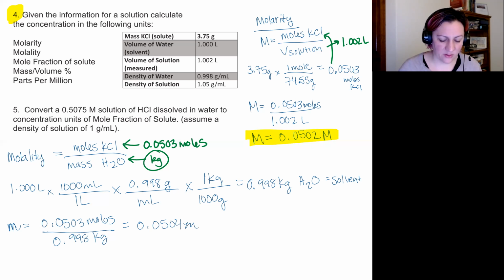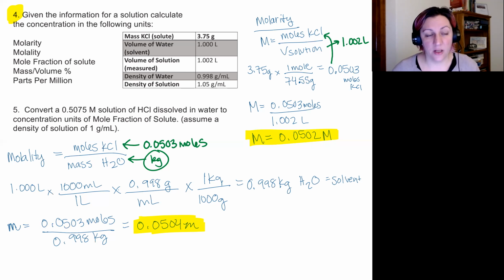So you can see it's really similar to molarity, but it's slightly different. Actually, let's do this. Okay, next we have mole fraction of solute, mass per volume, and then parts per million to go through. So let's start with our mole fraction.